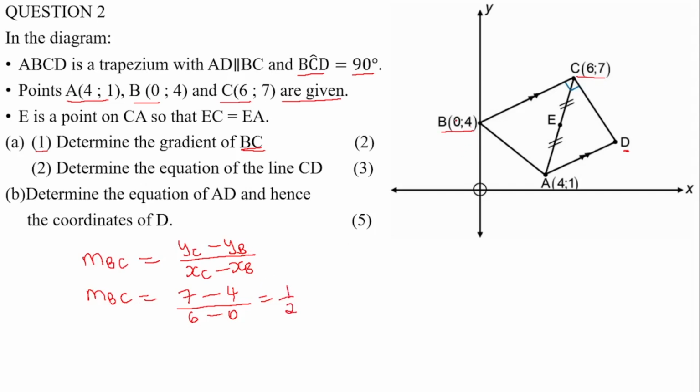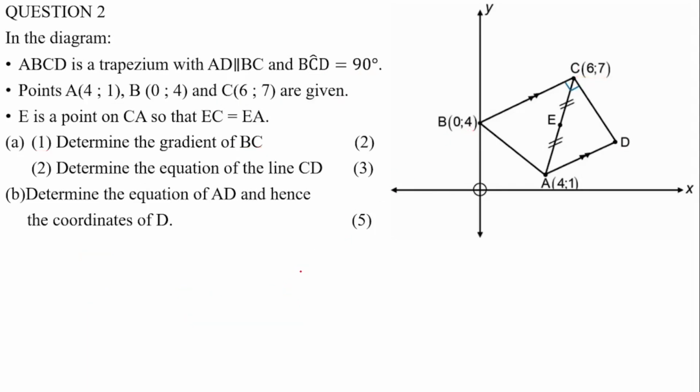Right. Even if you use this formula, say y at B minus y at C over x at B minus x at C, we are going to get the same answer. Now we know the gradient of BC. Let's do the next question. Determine the equation of the line CD. The line CD, this line here. Right, we're given that line CD is perpendicular to BC because angle BCD there is 90 degrees.